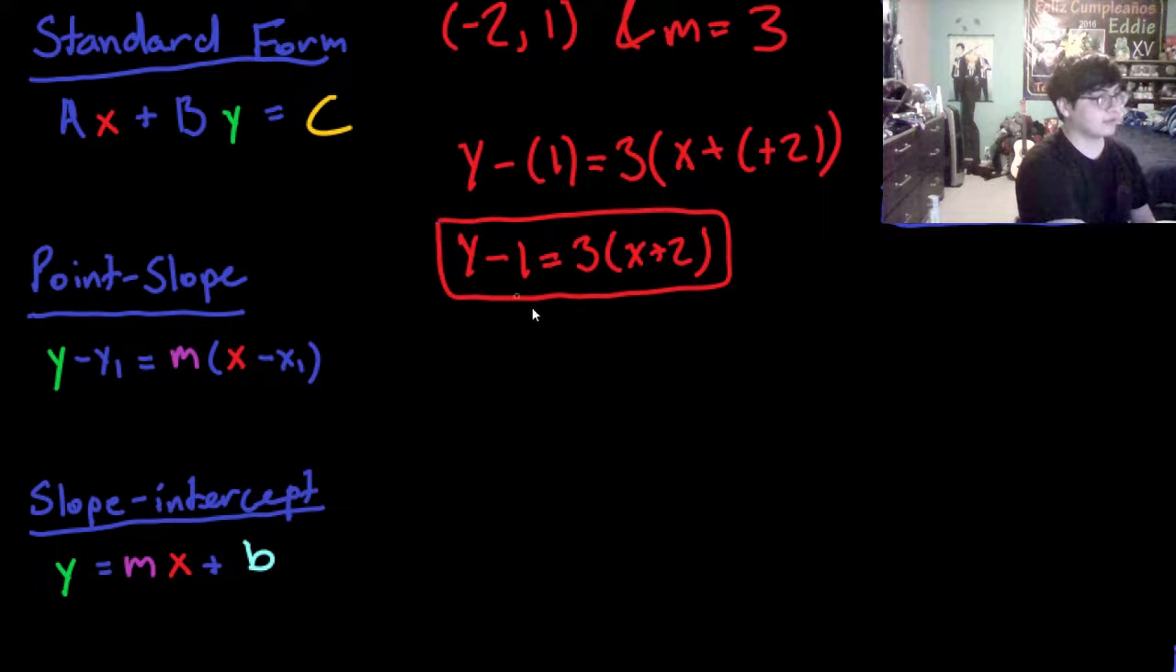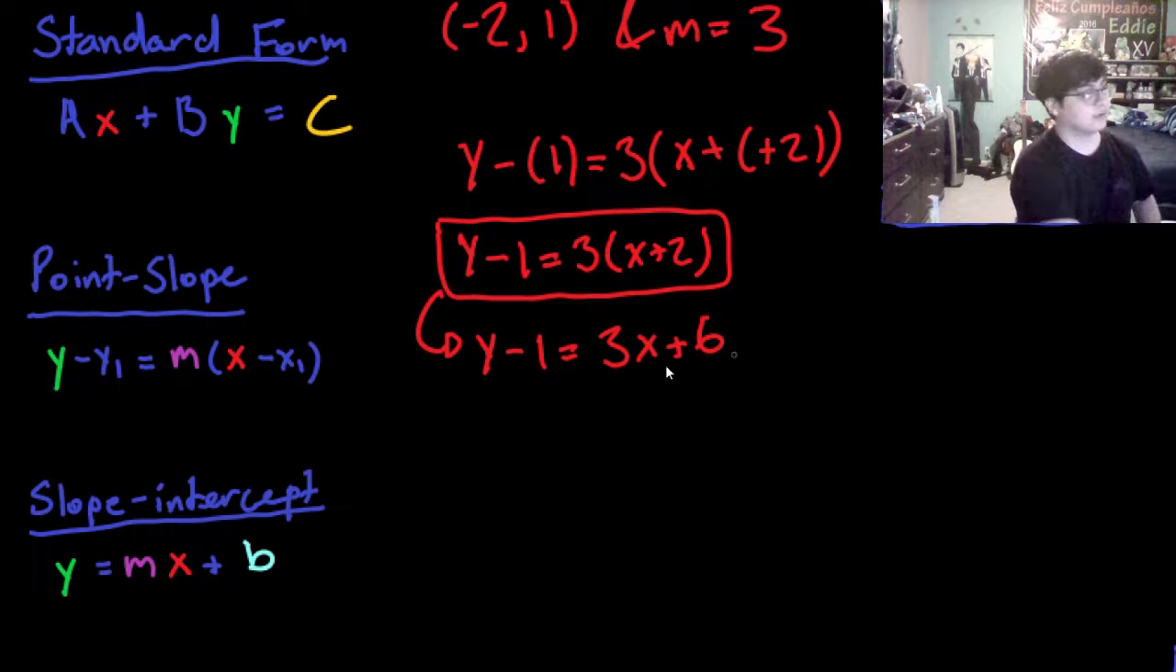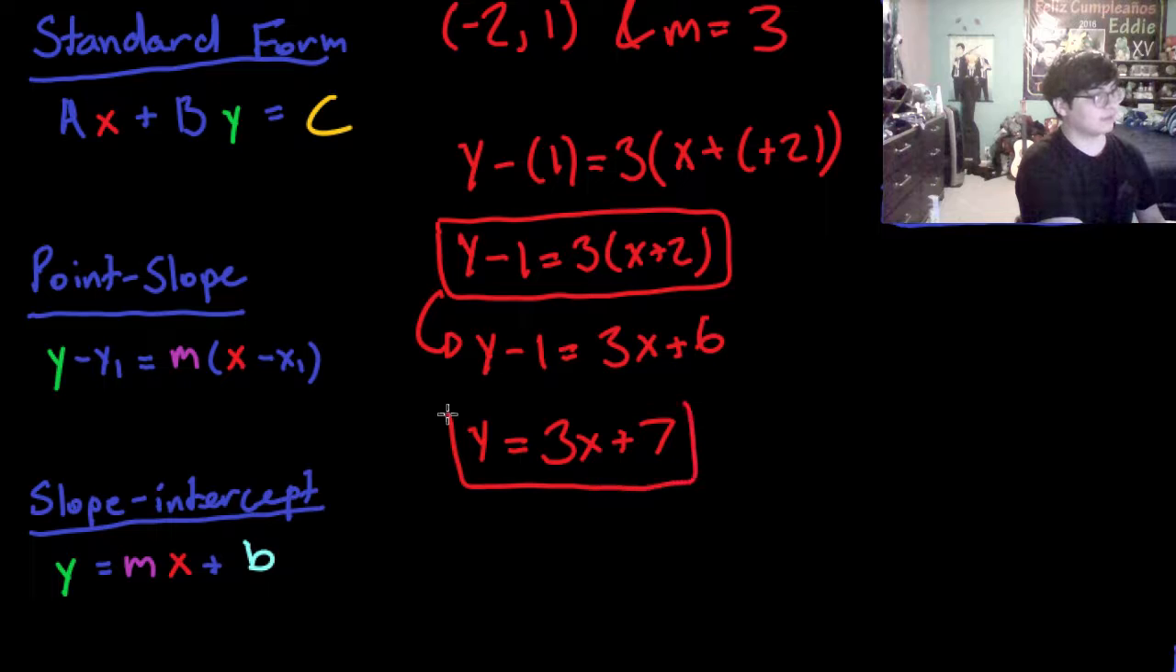Then to translate that to slope-intercept form, we have to distribute this and then add 1 to both sides. First, let's distribute. So I'm going to add a little arrow there. y minus 1 is equal to 3x plus 6. Then we just add 1 to both sides. That gives us y is equal to 3x plus 7. That is going to be our slope-intercept form. Let me just add a little arrow there to show.